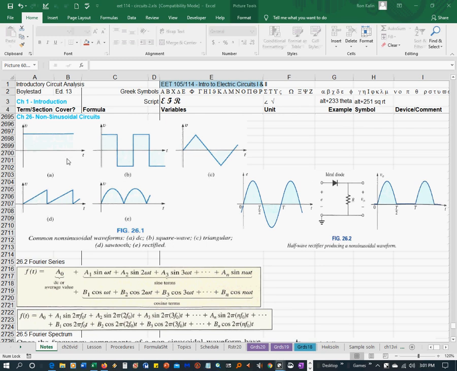EET 114, Chapter 26, Non-Sinusoidal Circuits.